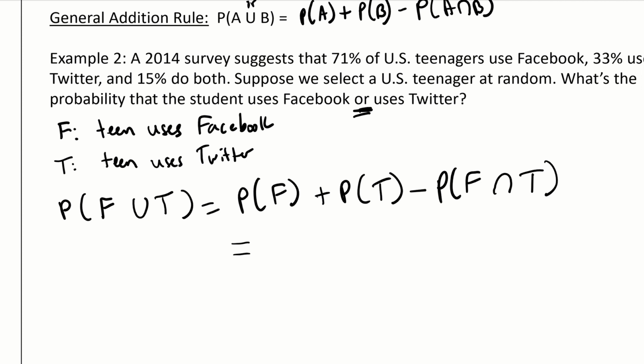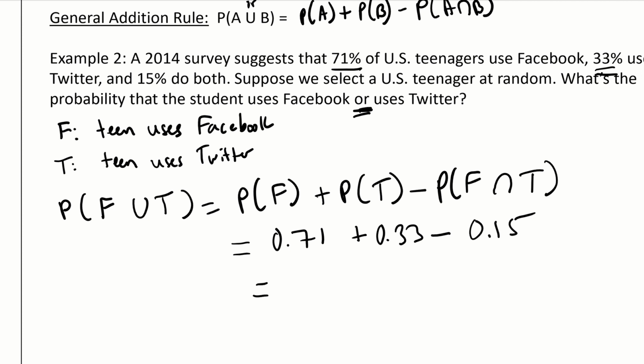All right, so in this case, we have 71%, which is 0.71, use Facebook right here. And then 33% use Twitter. But notice if we add these together, we get over 100%, right? We get 104%. And that's because we forgot to exclude those that do both, because we're counting them twice, right? We're counting them for the Facebook and we're counting them for the Twitter as well, because they belong to both groups. So we're going to take them away. So 0.15, and then it should go back to where it should be.